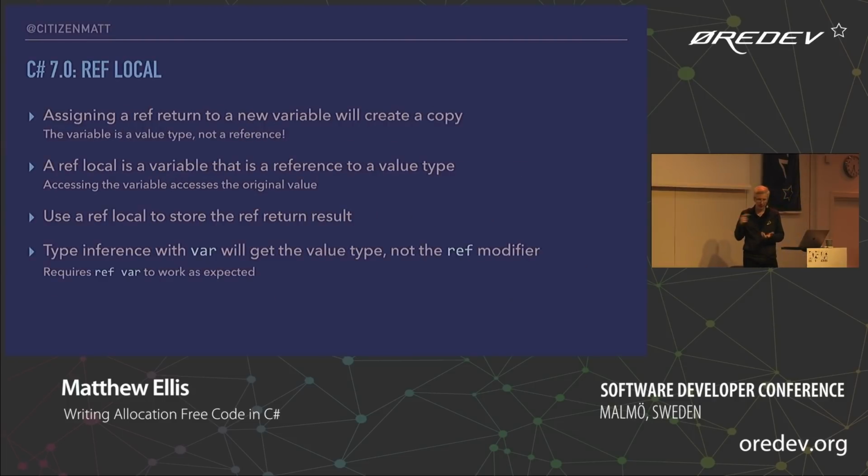But now that we're returning a reference, how do we use it? Because if I try and put a reference into a variable of an integer, that's an integer. So I can't put a reference into an integer, I need to put an integer into an integer. So how do we use it? And that's what the ref local feature is all about.